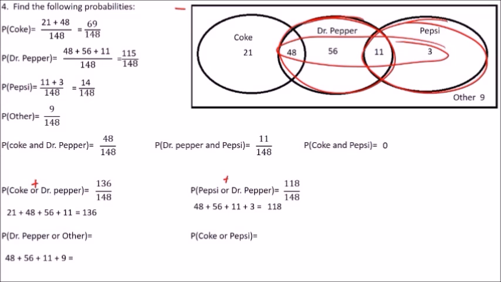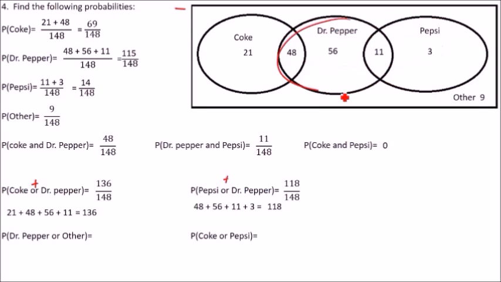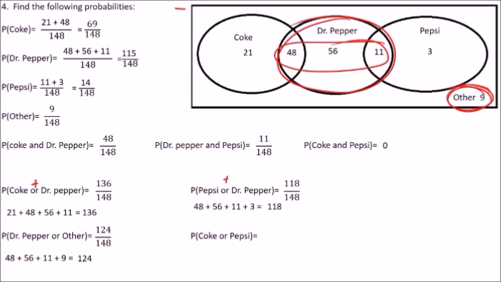Dr. Pepper or other, that's all of these people here. Those are all the Dr. Peppers or the others. So I'm going to be adding up all these and the 9. So 48, 56, 11, and 9 give us a total of 124. So again, that's out of the total of 148 people.